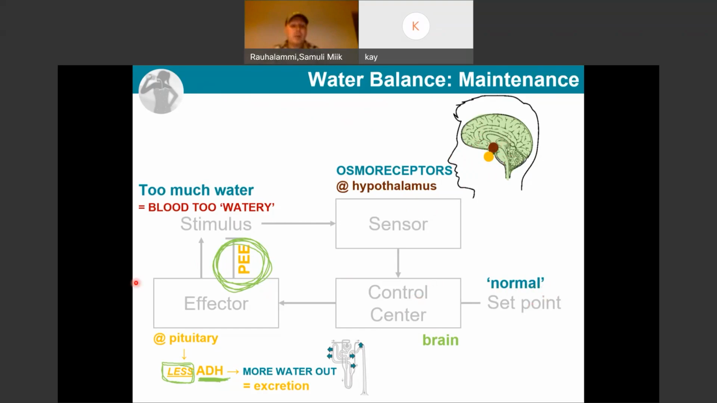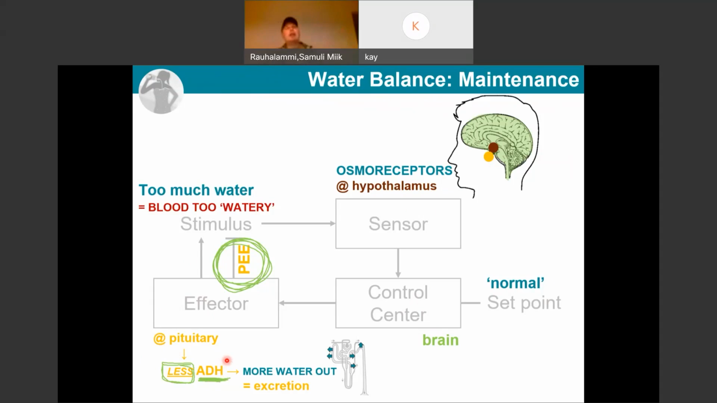Well, how can we deal with too much water in the body? It is through the pituitary gland producing less antidiuretic hormone. So less ADH is being produced. And you remember the role of ADH was to make us make less pee.